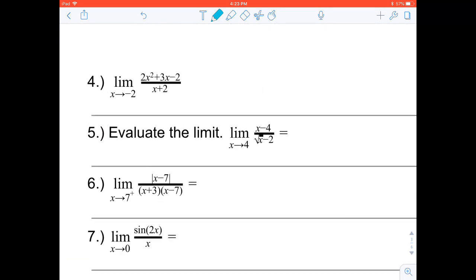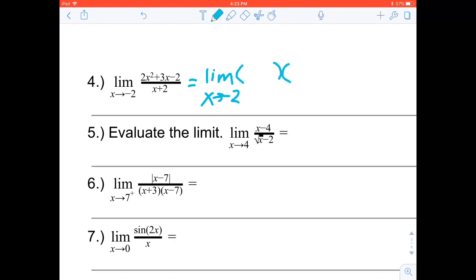All right, number 4, we plug in -2, and we already see right down there, when you plug that in, we get a denominator of 0. So we have to use our limit methods to somehow fix this. The best option I see here is we're going to need to factor. So this is equal to the limit as x goes to -2. Remember, you always have to rewrite that until you actually find the limit. And then we are going to factor this.